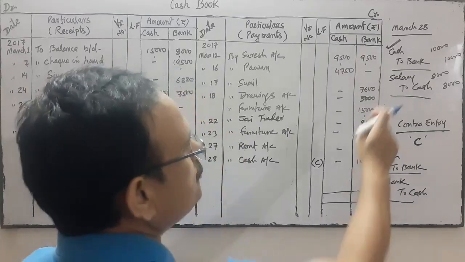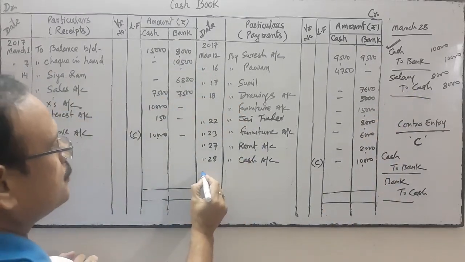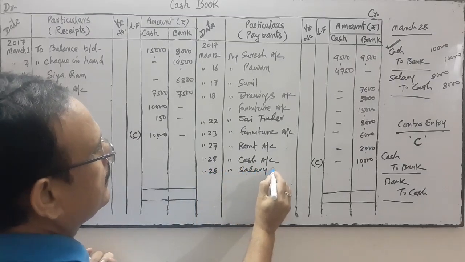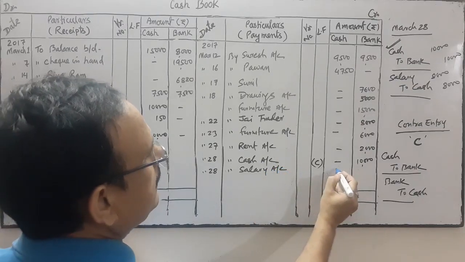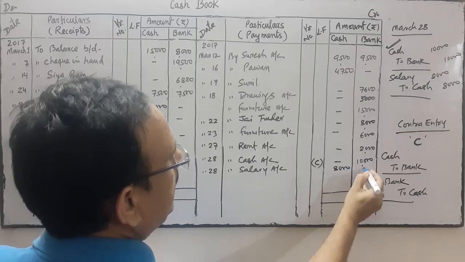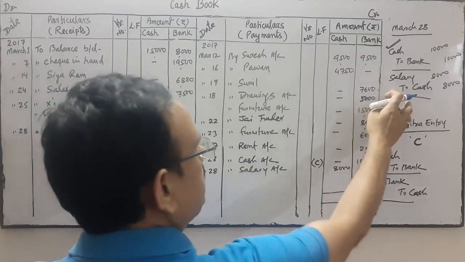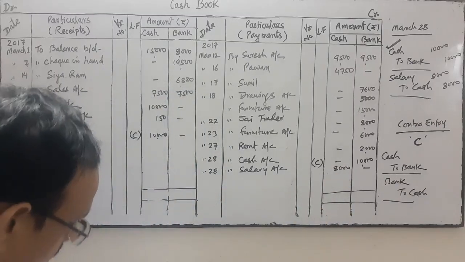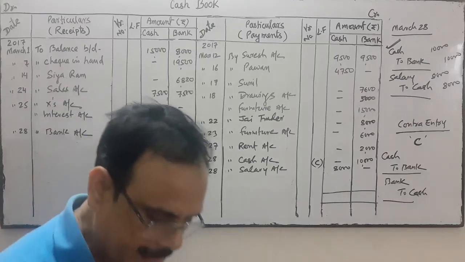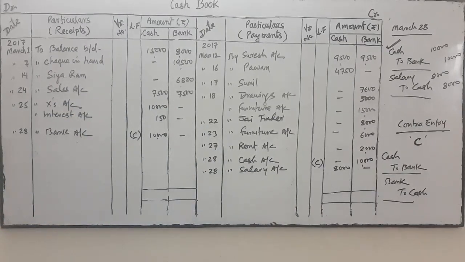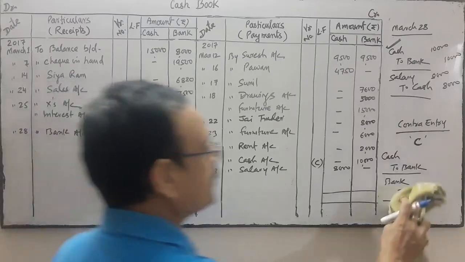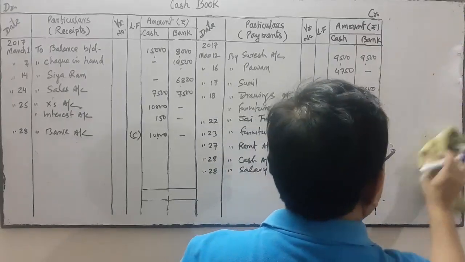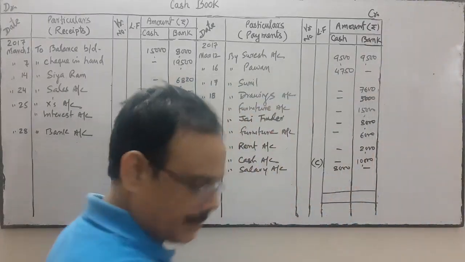Okay. Next we have paid the salary. So on the credit side, by salary account 8,000 in the cash column. Cash is credited. Now, thereafter, the balance of cash in excess of 5,000 will be deposited into bank. If your cash balance is more than 5,000, then that will be deposited into the bank as per the instruction.